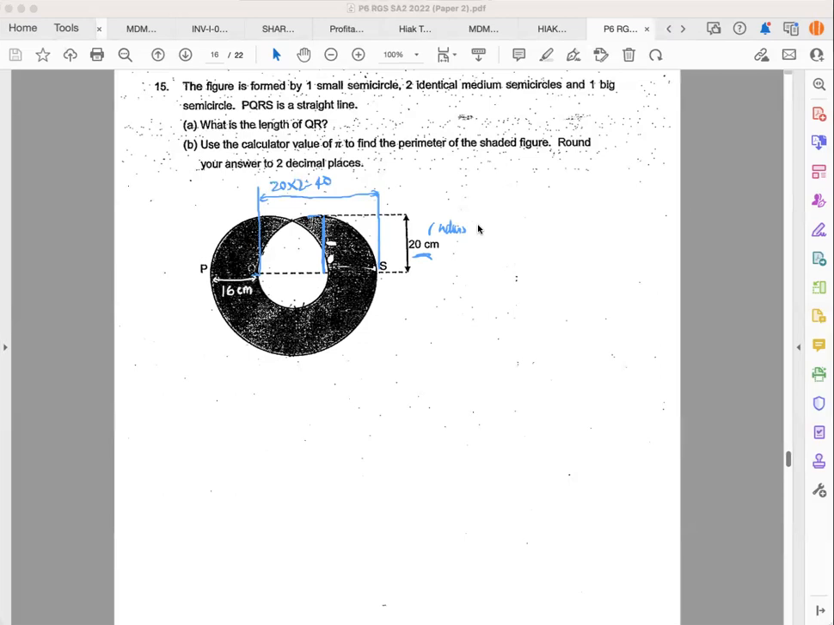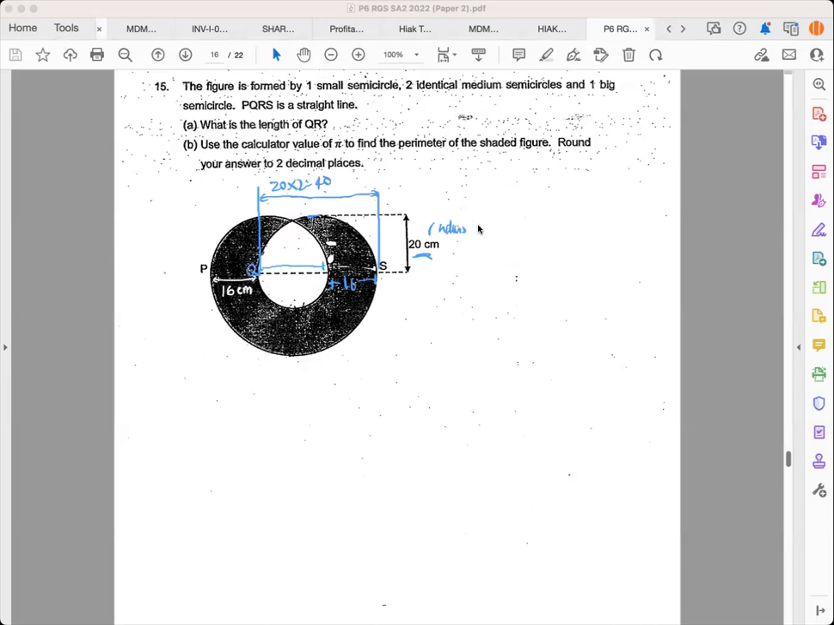Okay, let me clear out this one. This is not the radius, I mean, this is not the center. This is the radius. 20 is the radius. So if this is 16, this will also be 16. This is 16 as well. Okay. So I can find what is this length.